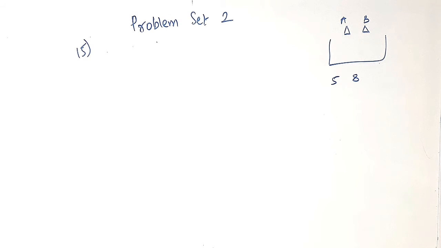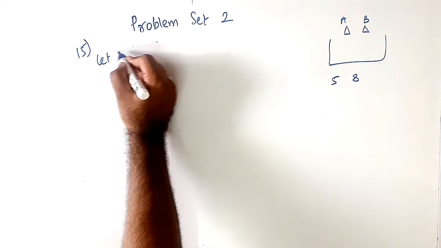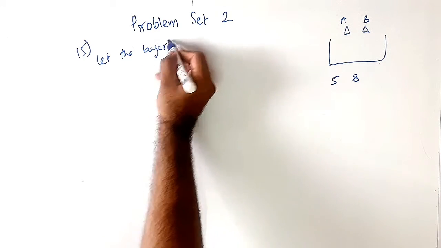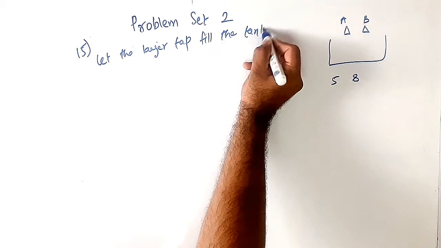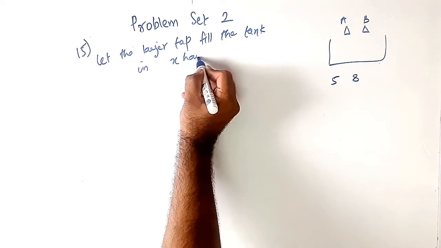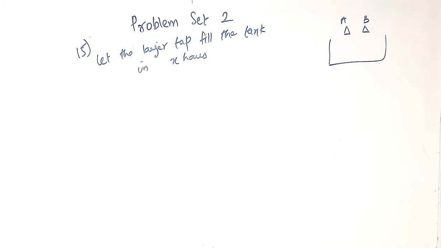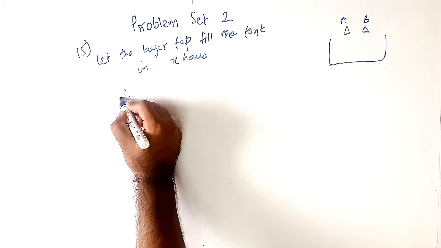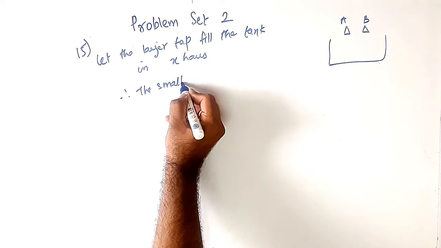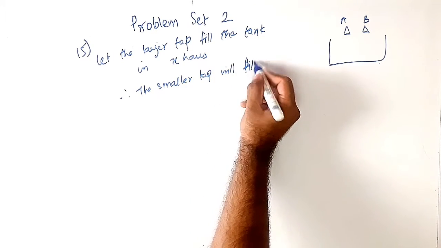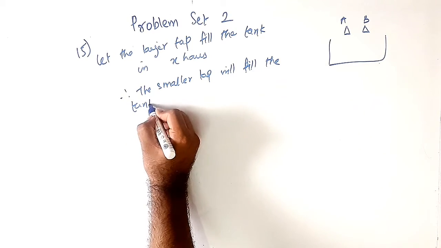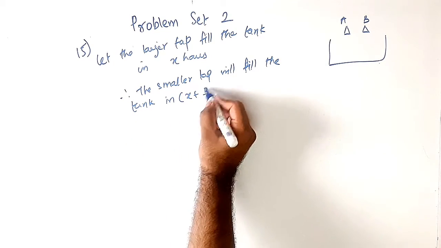So we have to take, let the larger tap fill the tank in x hours. So your time factor is coming into consideration. So of course we have to take 1 upon x, 1 upon x plus 3 part. Therefore the smaller tap will fill the tank in x plus 3 hours.